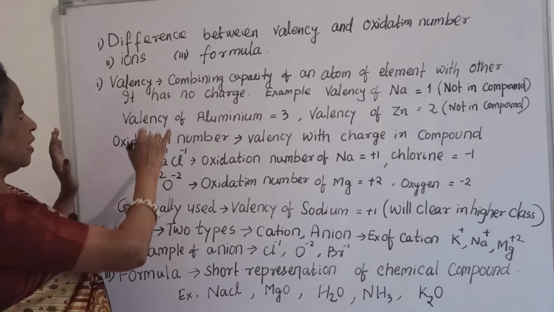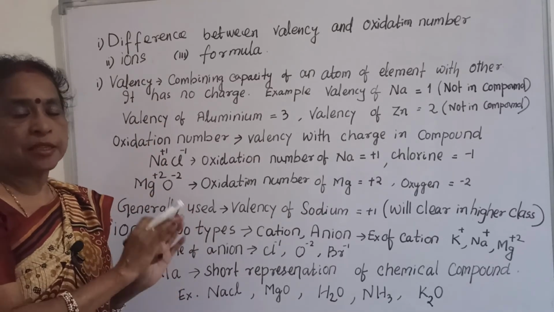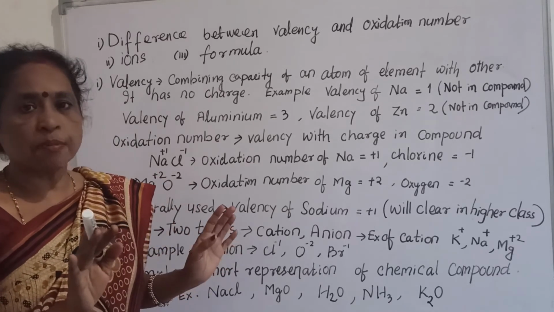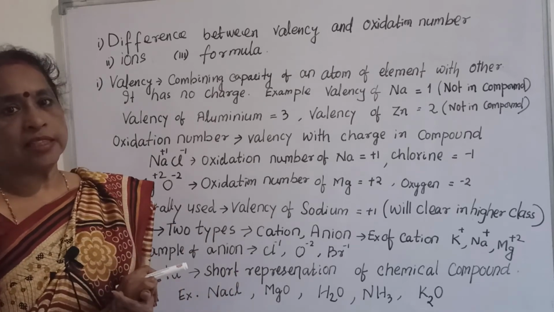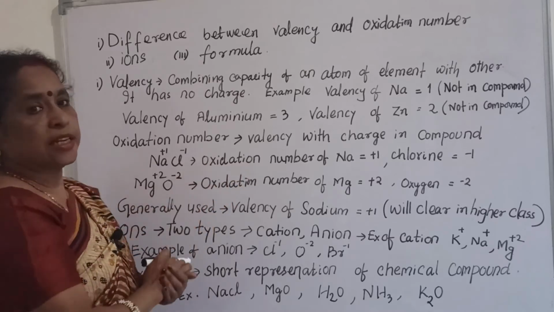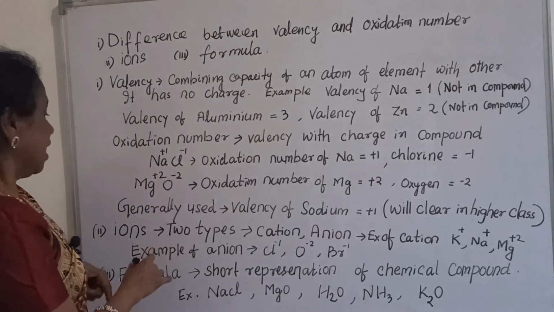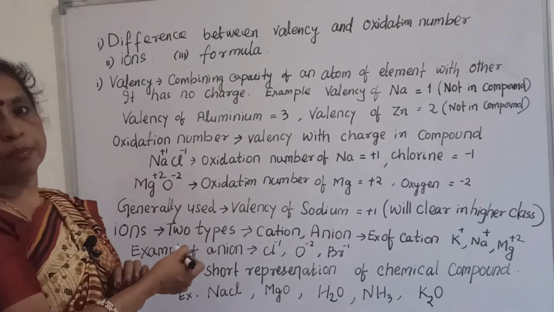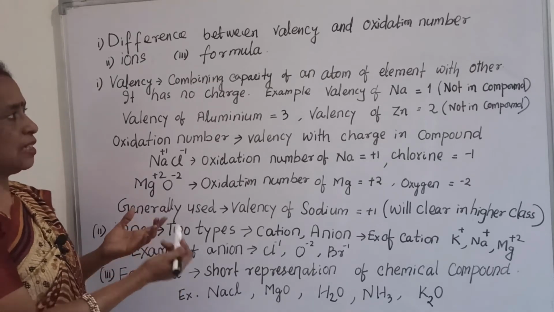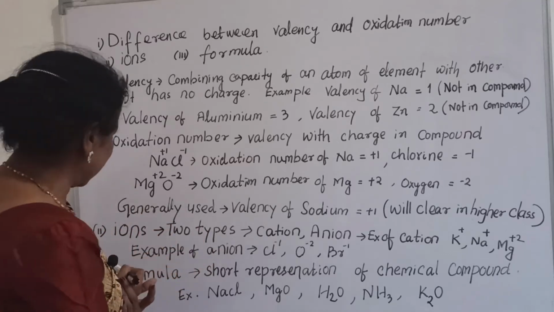But first, what is the difference between valency and oxidation number? I hope it is clear. Valency means when the atom of an element is free, not combined with another, that is called valency. But when it combines with another and forms a compound, at that stage it is known as the oxidation number of that element in the compound. Generally we use valency of sodium +1, valency of barium +2, like this. It will be clearer in higher class.